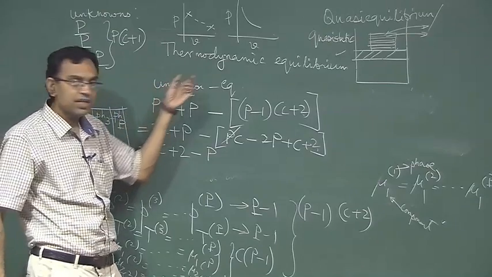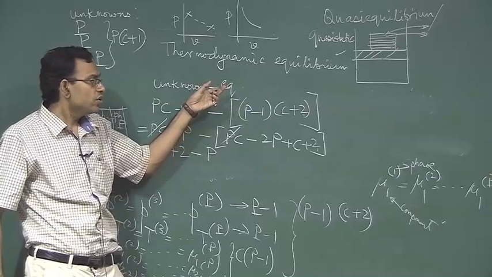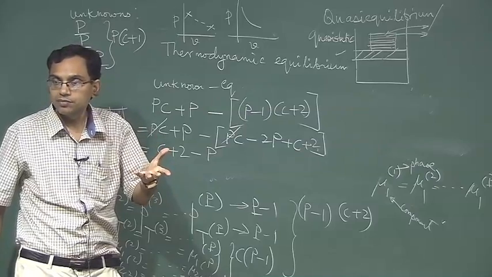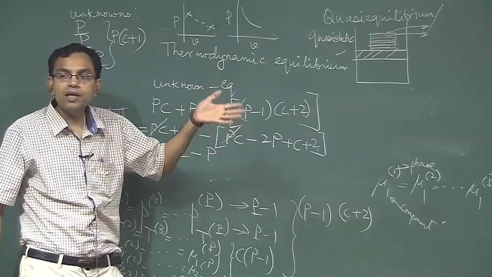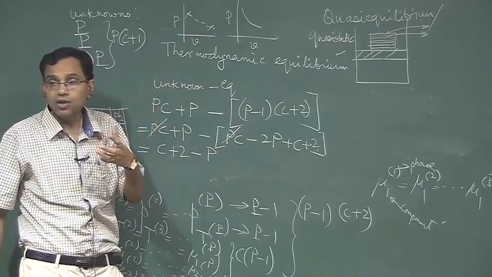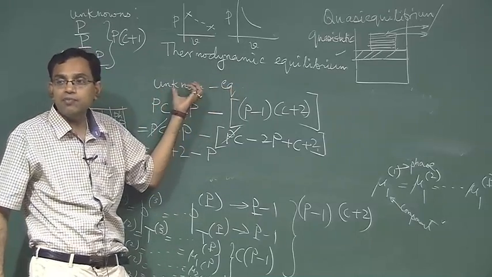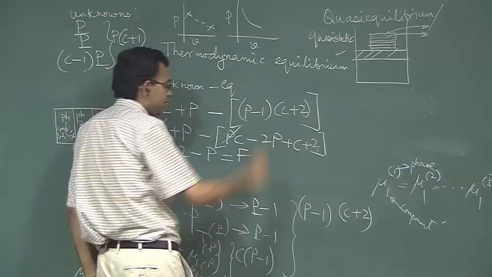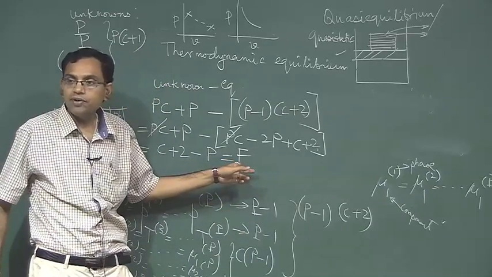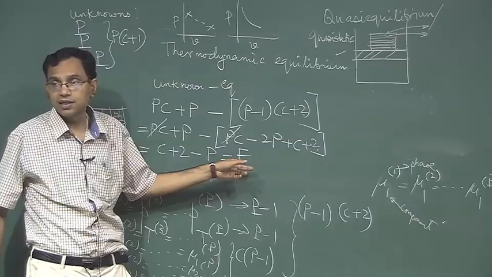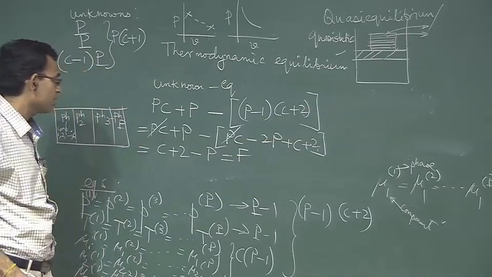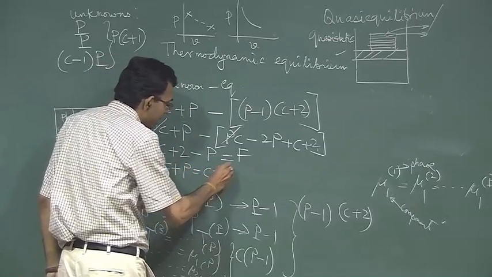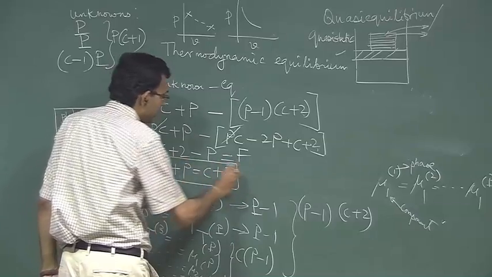If the number of equations were the same as the number of unknowns, you would have described the system without any freedom of specifying any property, because the equations themselves would be used to evaluate the properties. But now you have more unknowns than equations, so some properties you can independently specify, and that is called the degree of freedom, F. This is the number of independent properties that you can use to specify a system. You can write this as F plus P is equal to C plus 2. This is known as the Gibbs phase rule.